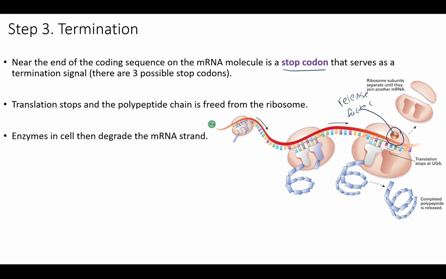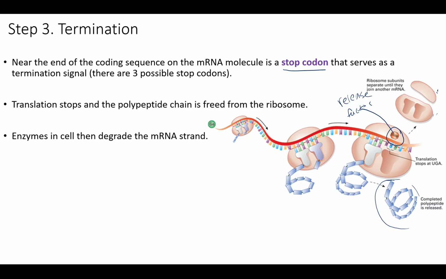A release factor is going to be what binds to the stop codon. And so it says, hey, we're done. It's time to release everything so that we can go and start building other proteins. Okay, so when the release factor binds, notice what's happening here, y'all. The ribosome is going to release the mRNA and it's going to detach. Notice these subunits are now separated from each other. Notice that the completed polypeptide chain is also being released.